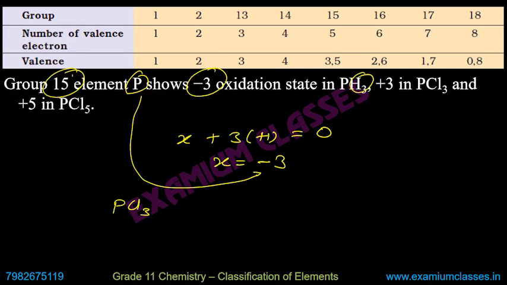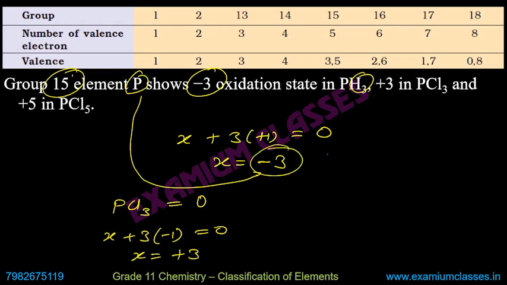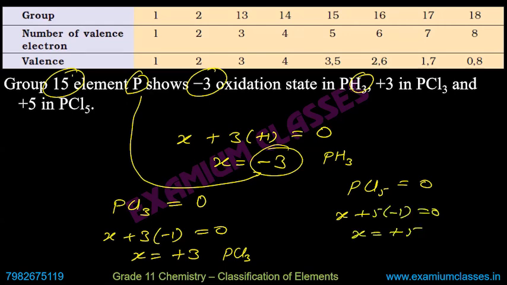Okay, PCl3. The sum of oxidation states is X plus 3 times chlorine's -1, which equals 0, so X equals +3. So in PH3, phosphorus had -3 oxidation state. In PCl3, it has +3 oxidation state. Similarly, in PCl5, it has +5 oxidation state. So depending on which molecule we are talking about, oxidation state will be different.